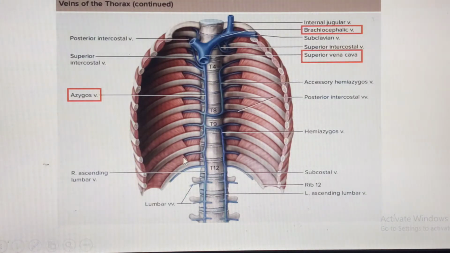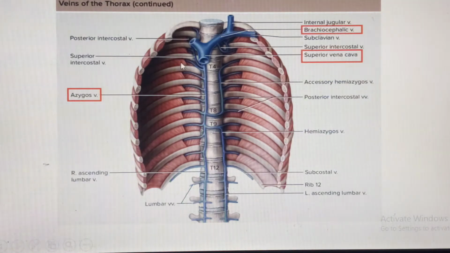Now, as it ascends, it also receives tributaries from the posterior intercostal veins, up to the level of the fifth posterior intercostal vein. So the subcostal vein at the level of T12, T11, T10, T9, T8, of course T7, T6, up to T5. All these ones are going to drain directly into this Azygos vein. As I said, it is lying ventral to these bodies of the vertebrae towards the right side.